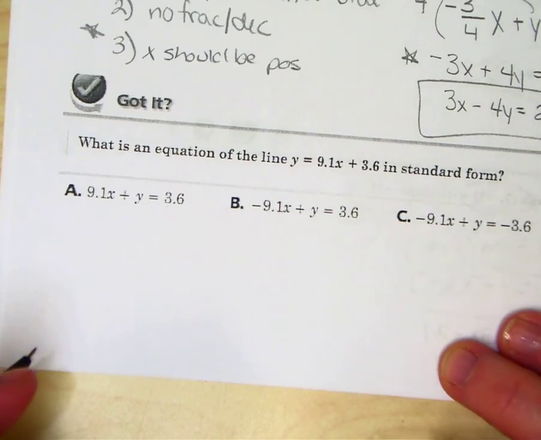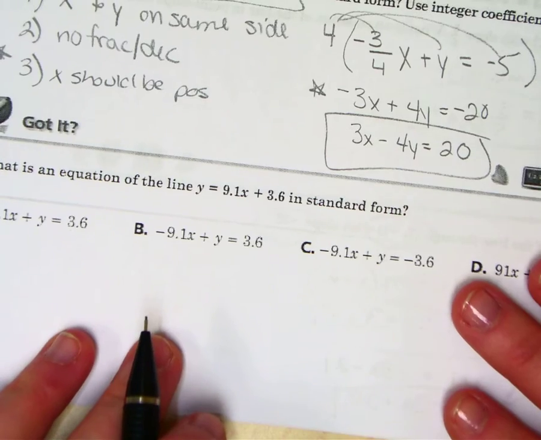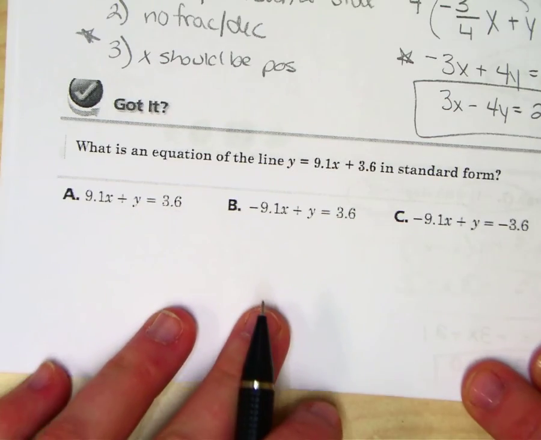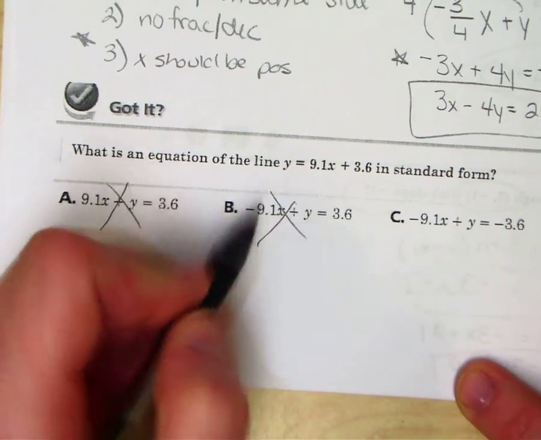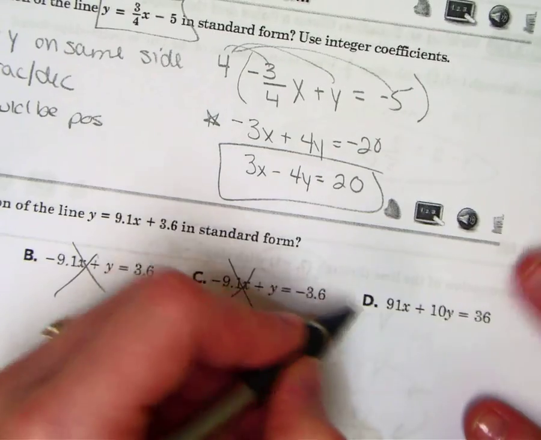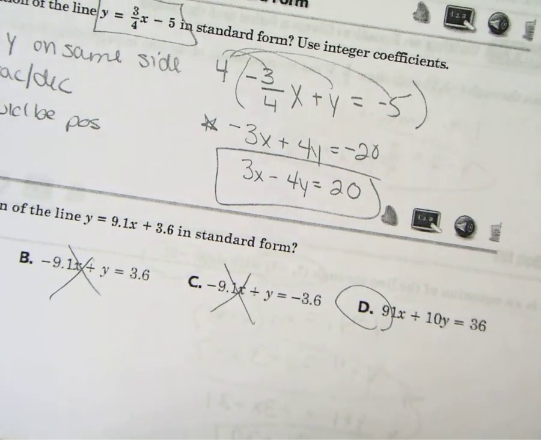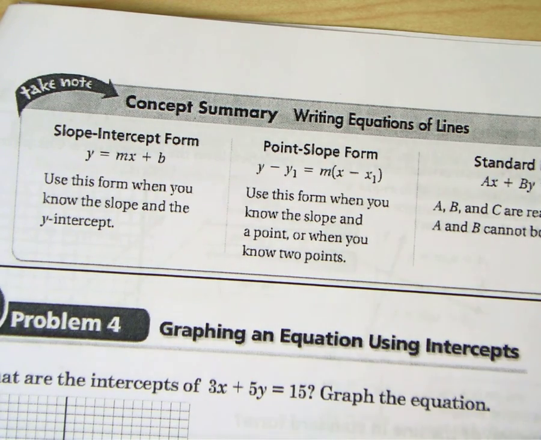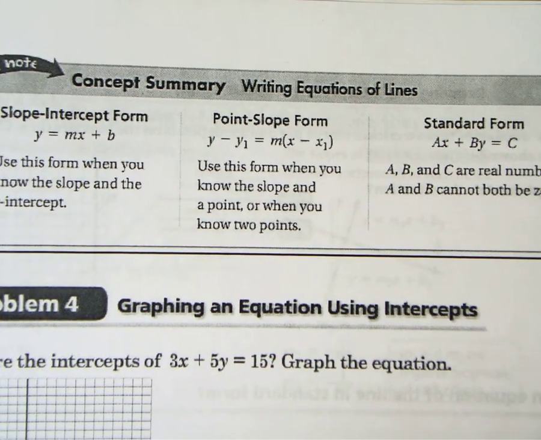In the next problem, we're going to do the same thing. It's multiple choice, so the first thing I'm going to do is look for the one that doesn't have any decimals. Automatically, D is my answer. If you look at the concept summary on the top, I have all the different equations of the lines listed there for you and a little bit about each one below it.